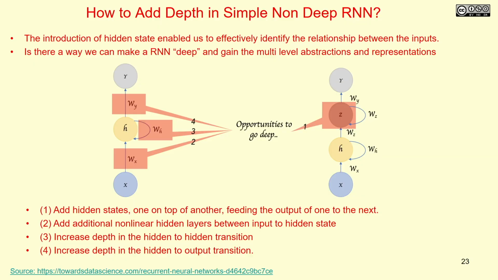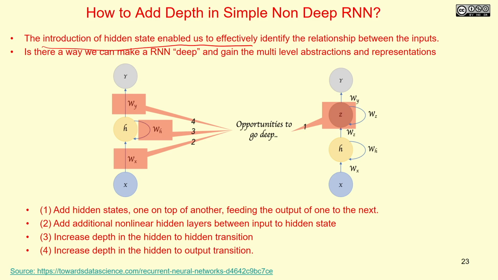Now, how do we turn the simple neural network into a deep neural network, that means how to add depth? Depth here is added by means of adding the state, right. That is the idea. The introduction of hidden state enabled us to effectively identify the relationship between inputs, right. But how can I make a simple RNN behave like a deep RNN? We may have an enormous amount of states. Is the state alone sufficient to make that simple recurrent neural network a deep neural network? You need to think about it.